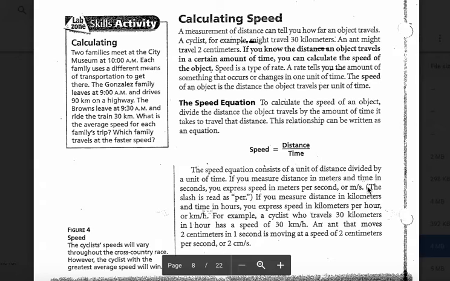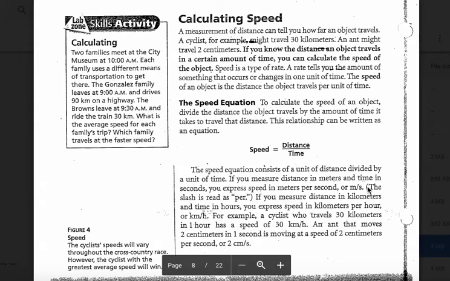All right, here we go. Calculating speed. A measurement of distance can tell you how far an object travels. A cyclist, for example, might travel 30 kilometers. An ant might travel 2 centimeters. If you know the distance an object travels in a certain amount of time, you can calculate the speed of the object. Speed is a type of rate.